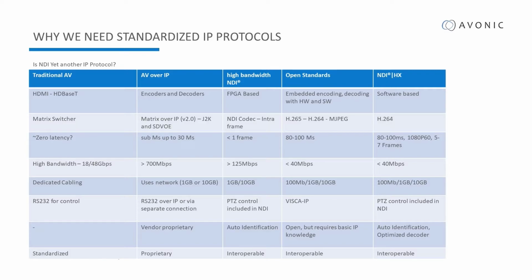So if you look at NDI high bandwidth and NDI HX, NDI HX is the obvious choice for most Pro AV applications. And that's also why most of the manufacturers in the Pro AV space have adopted NDI HX and not high bandwidth NDI.